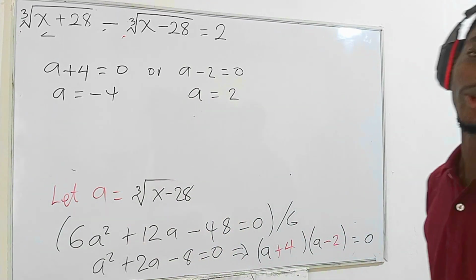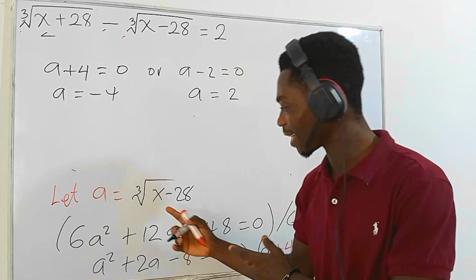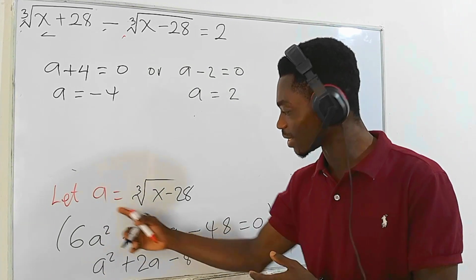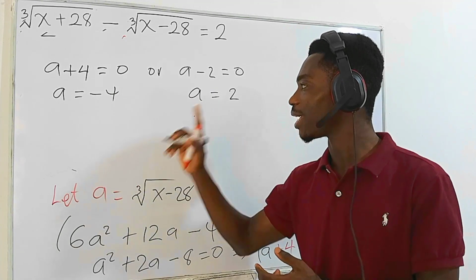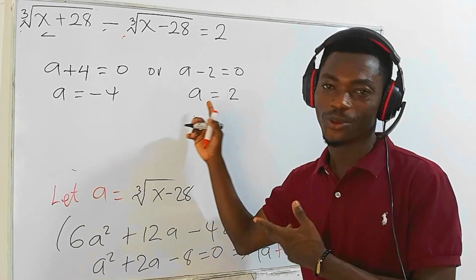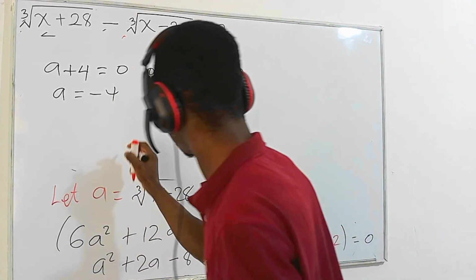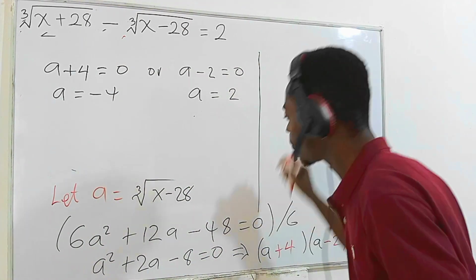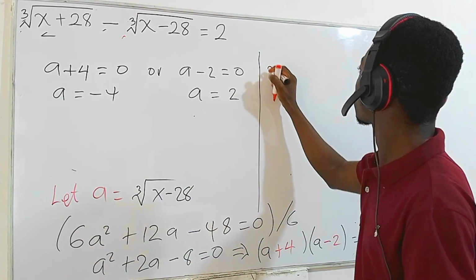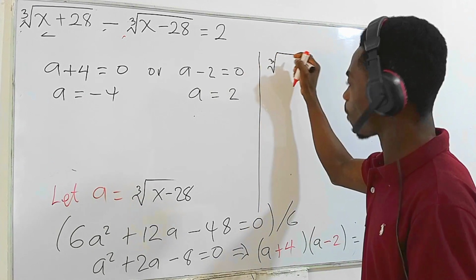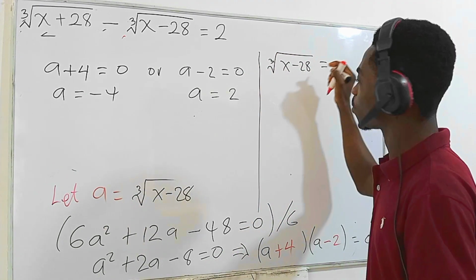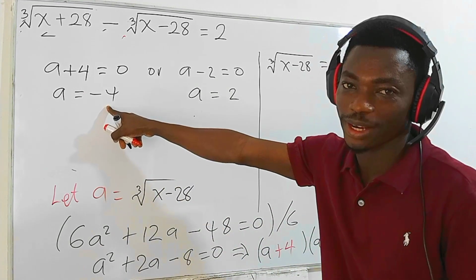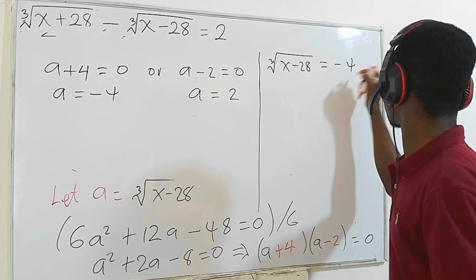But remember, we are not looking for a, we are looking for x instead. But a is equal to this equation. That means wherever we see a, we are going to replace it with either this or this. So we are going to have, let me bring it right here. We are going to have cube root of x minus 28 is equal to a, where a is -4. So I'll just put -4 right here.